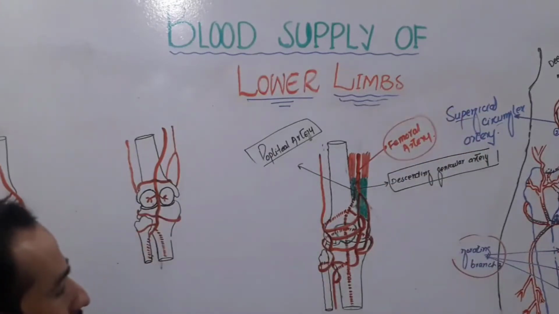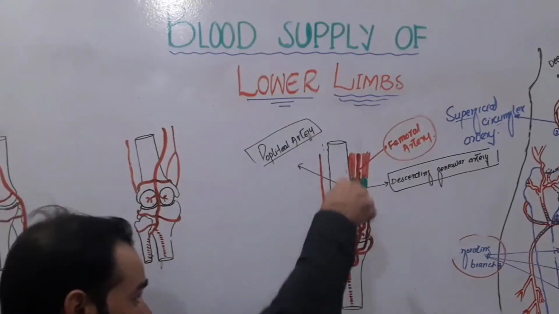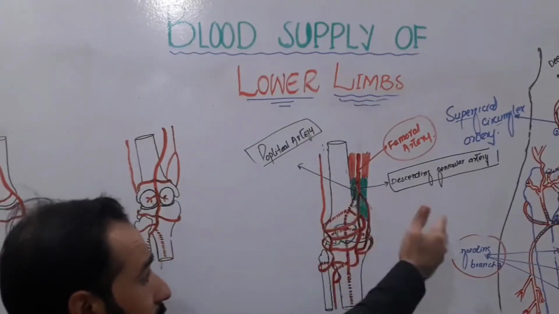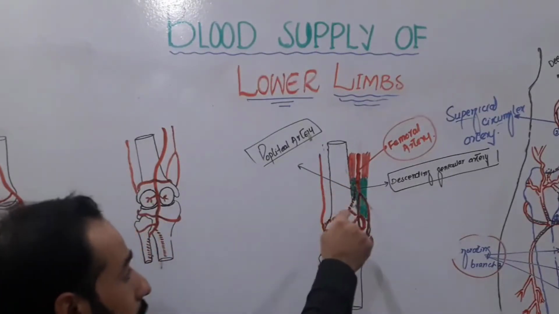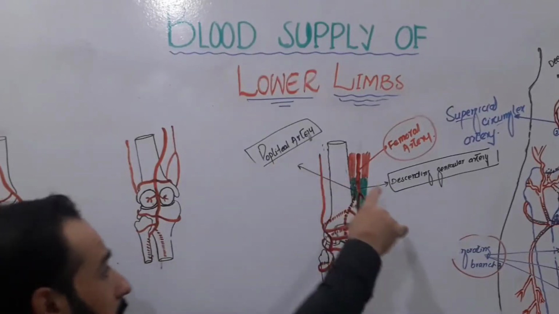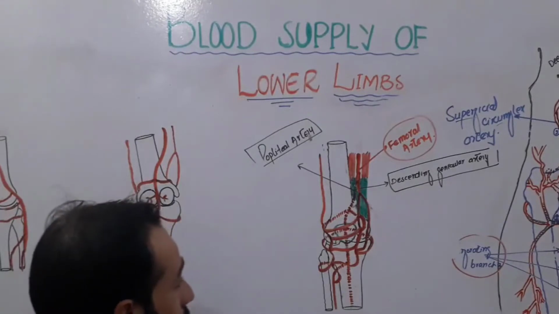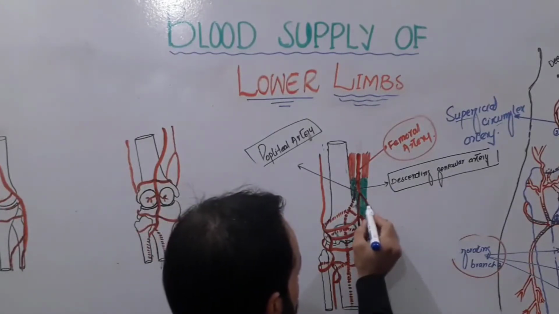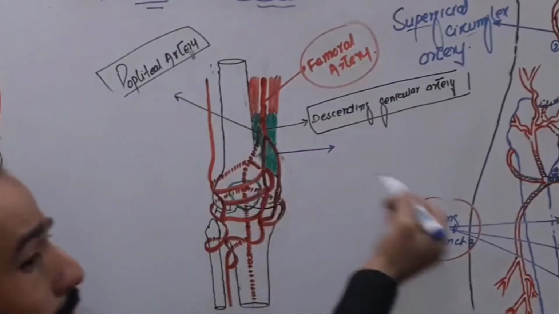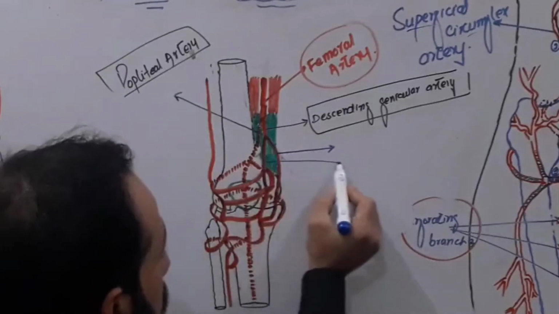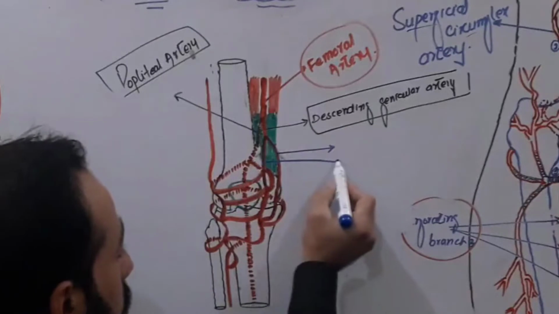Right. So the femoral artery will give off two branches. One will come medially, anterior-medially, and the other will go posteriorly. So the posterior branch is called the popliteal artery and the anterior-medial branch is called the descending genicular artery. Now as you can see, this descending genicular artery has given off two branches. This one is very medial, and the other branch is here, a little bit medial but lateral to this artery.